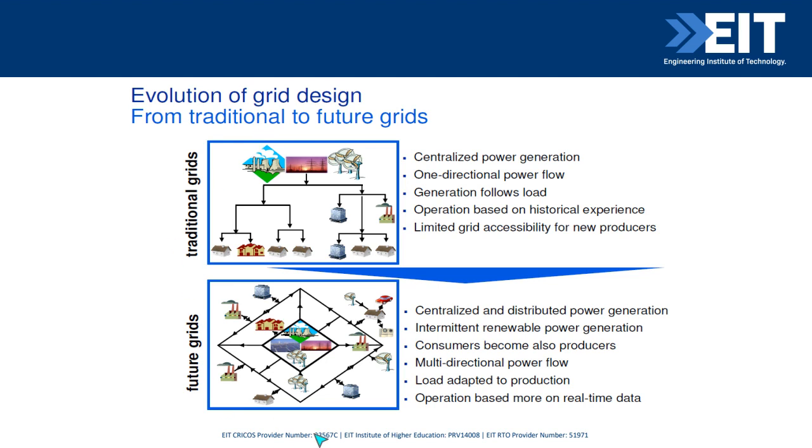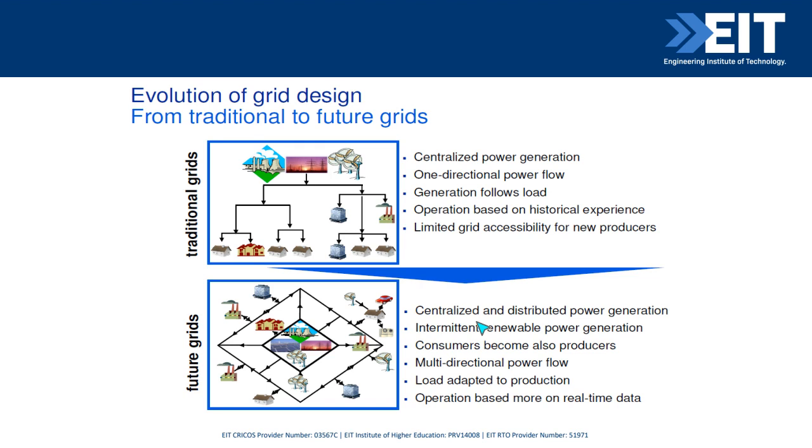Whereas the future grid, look at the future grid. It is not only centralized, but also distributed. Now I have added a lot of renewables. It's no longer the traditional fossil fuel plant. I've got a lot of renewables in there. And the renewables are intermittent. I've told you, you can't be 100% dependent on it. Today you have sunshine, tomorrow you may not. Today you've got wind, tomorrow you may not. And you cannot be 100% dependent on these intermittent supplies.